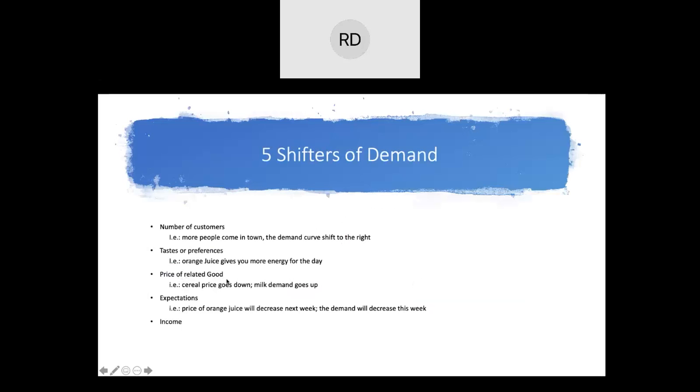Let's take milk as our product in this case. So we have the price of cereal that goes down. Since the price of cereals went down, more people purchased more cereal, right? And since people purchased more cereal, well, they need more milk. And since people need more milk, the demand for milk goes up, right?